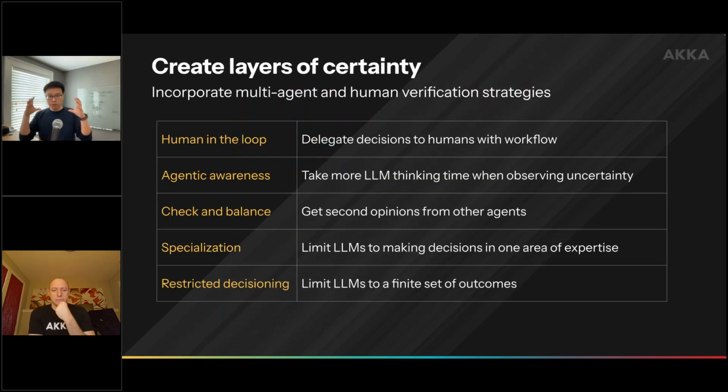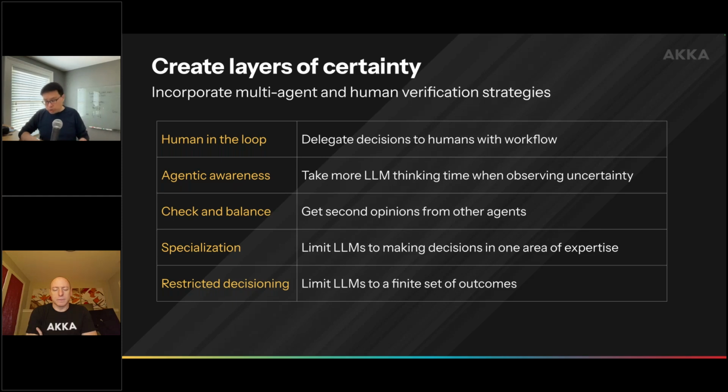So when I talk about creating layers of certainty, there are 5 general techniques, probably more, but I think there are 5 common techniques. The first one, Tyler mentioned earlier, human in the loop, right? So you can actually delegate decisions to a human in the workflow. So the LLM may come up with a set of recommendations, and then you can ask a human to approve or reject that recommendation, or ask the human for feedback. So that's a common way to actually ground things.